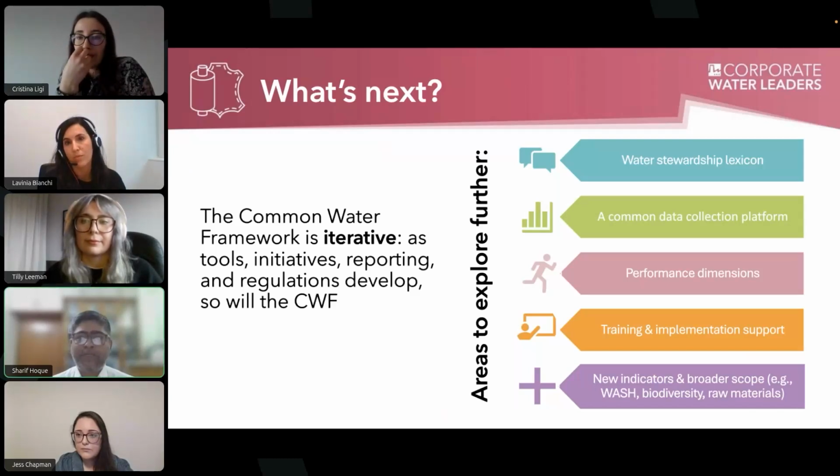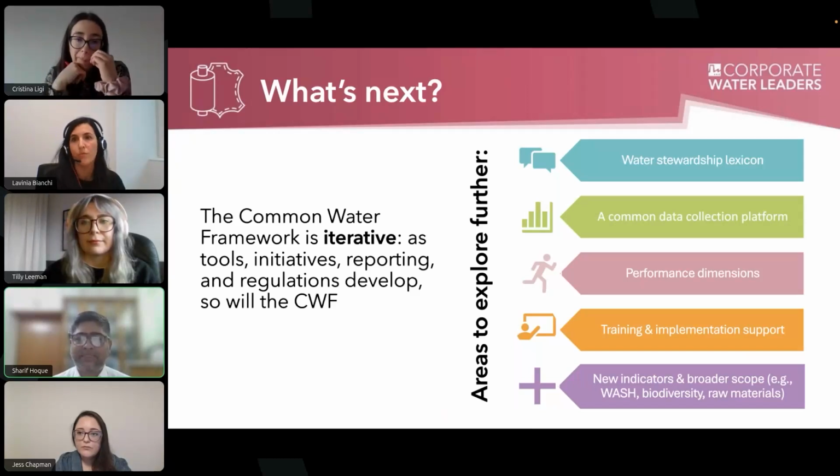There are a couple of key topics that we will further look into in the next iterations of the framework, basically into all kinds of lexicon connected to water stewardship. We believe there are many terms, even starting with recycled water or reused water, that need to be further clarified for our whole value chain. So we will need to create that common understanding as a basis of terminology.